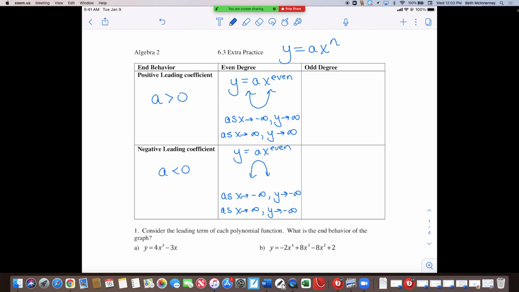So if I had x squared, x to the 4th, x to the 6th, x to the 8th, x to the 10th, and so on, when the leading coefficient is positive, it was up, up. When the leading coefficient was negative, we did down, down.